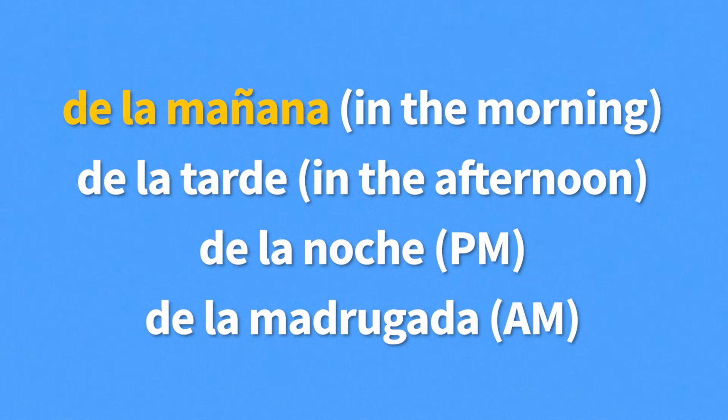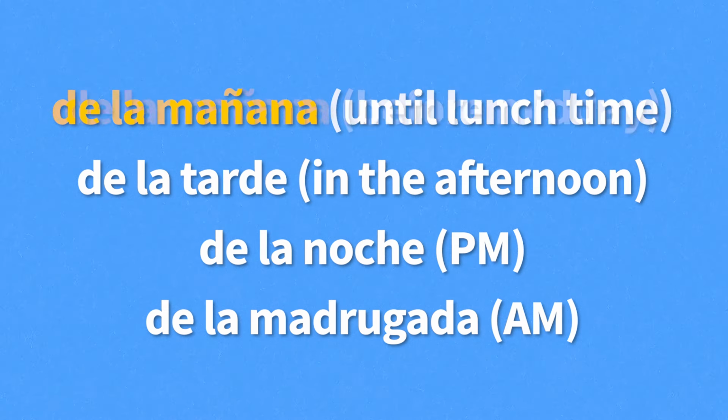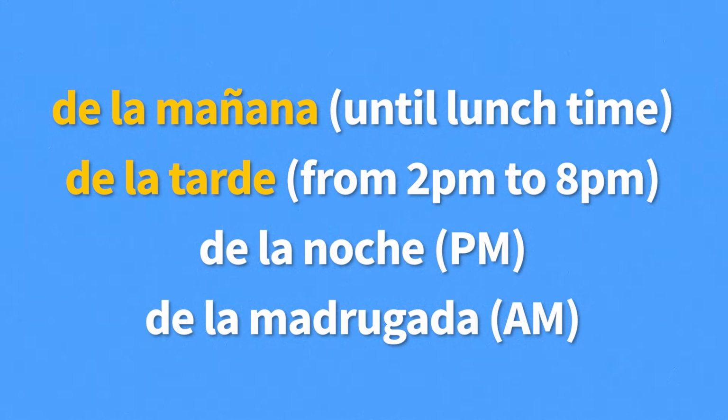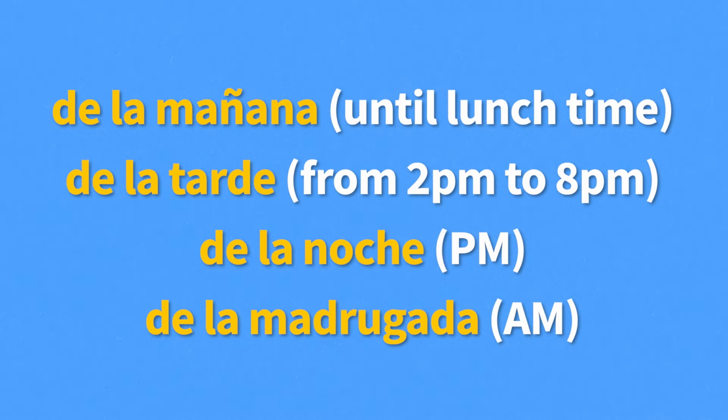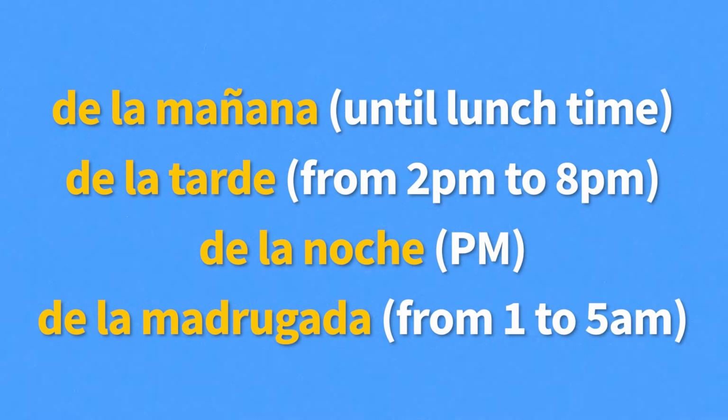De la mañana, or in the morning, theoretically is used before midday, but it's actually used up until lunchtime. De la tarde, or in the afternoon, is typically used from 2 p.m. to 8 p.m. De la noche refers to anything from 8 p.m. to midnight, and while it literally means at night, it can simply translate to p.m. De la madrugada is a time frame that goes from 1 a.m. to 5 a.m., or the hours when one should really be sleeping. While madrugada literally means in the early morning, it can simply translate to a.m.